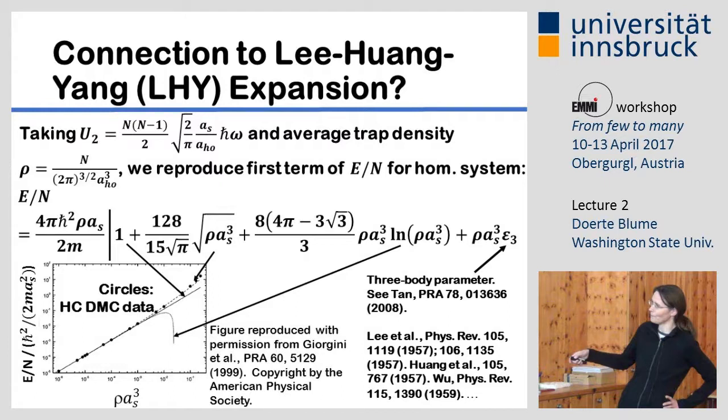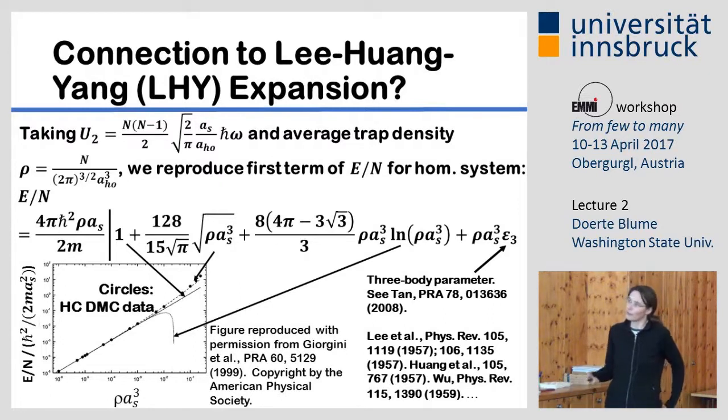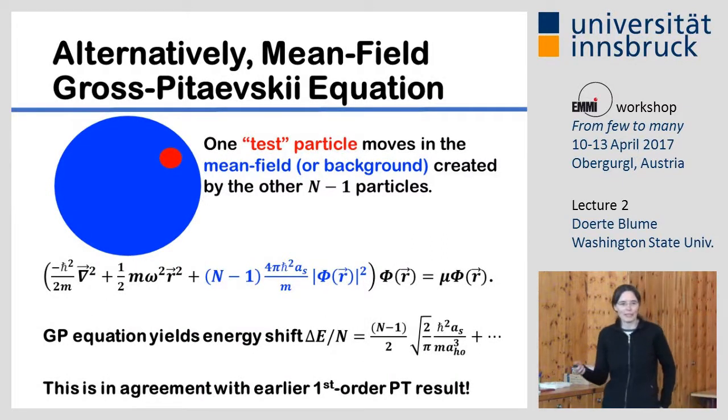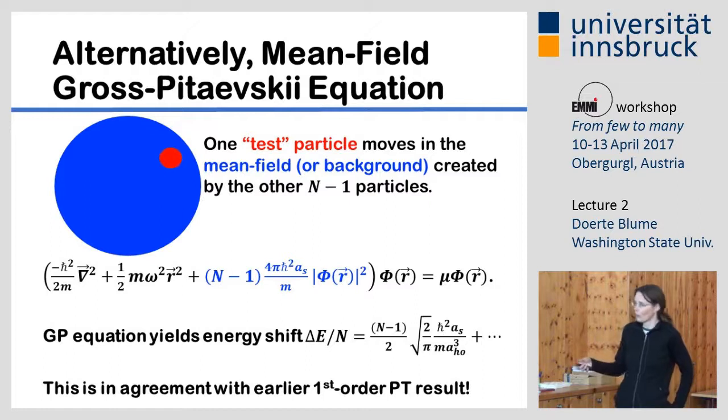Running a little bit short on time, I want to mention just one more aspect, namely the Gross-Pitaevskii equation, which I'm sure many of you have seen in the context of treating bosons. One way of thinking about it is that we have a test particle moving around in the mean field of the background atoms, a field created by the other n-1 atoms.